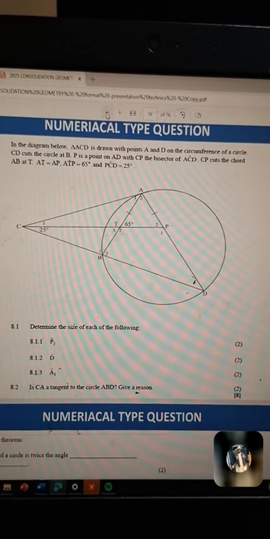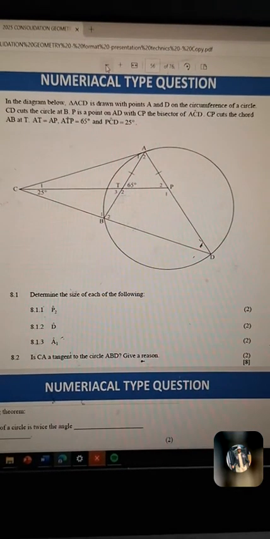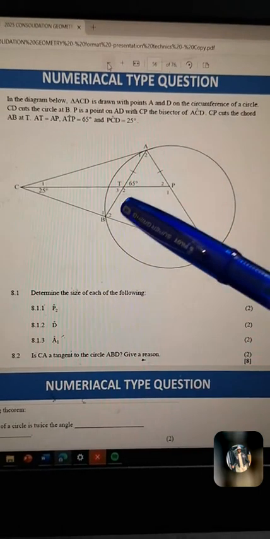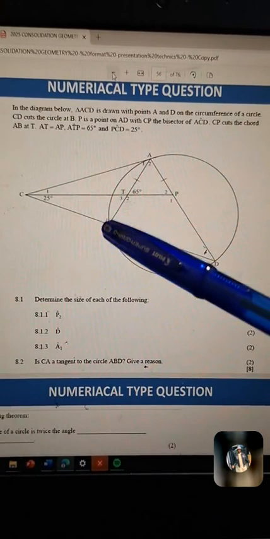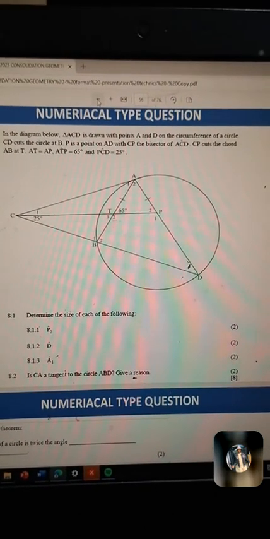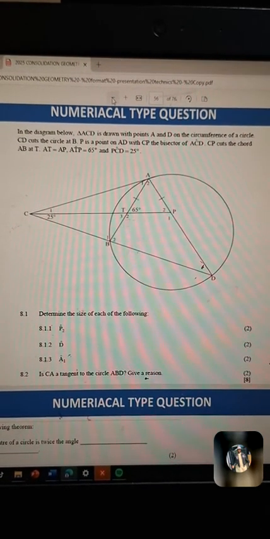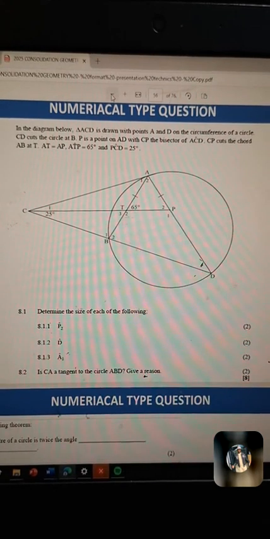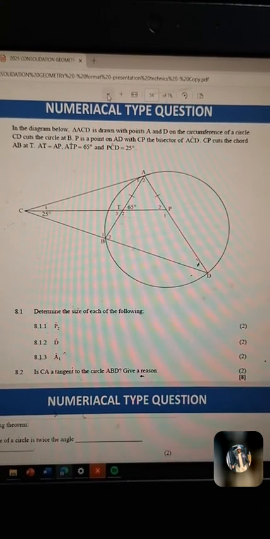Yeah, so we can find B1 in triangle CTP, since we have T3. After finding B1, we can find B2. That's a long way. B2, which is angles on a straight line.